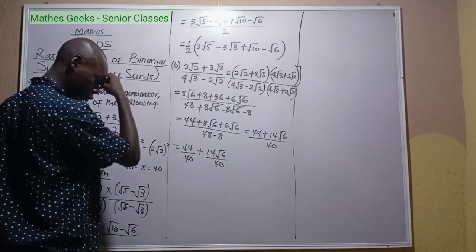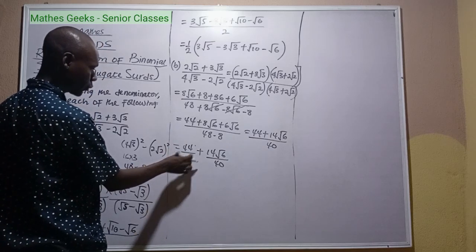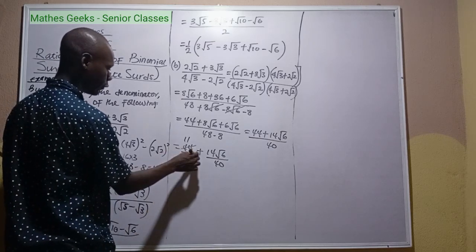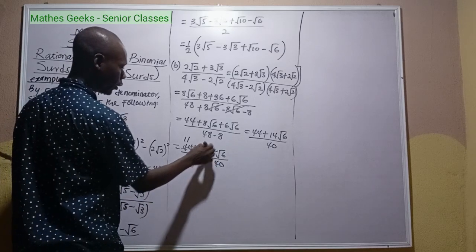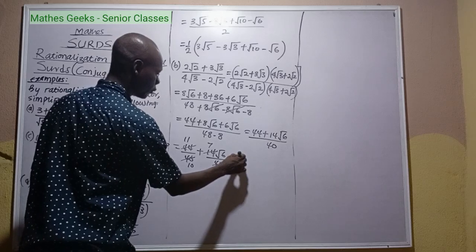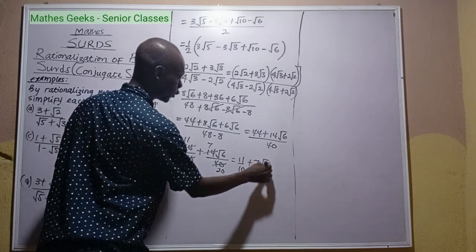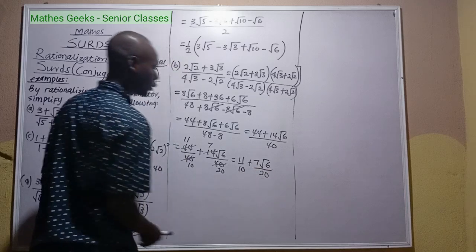So 44, what can go? 4 here, 11, 4 here, 10, 2 here, 7, 2 here, 20. So this will give us 11 over 10 plus 7 root 6 over 20.